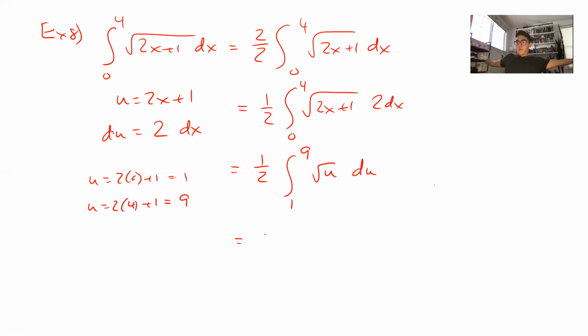Let's take the antiderivative. Let's jam. So this will be, again, same exact process, right? Multiplied by u to the 1/2 becomes u to the 3/2. Divide by that, multiply by that, evaluated from 1 to 9.